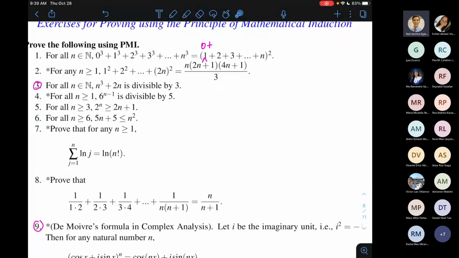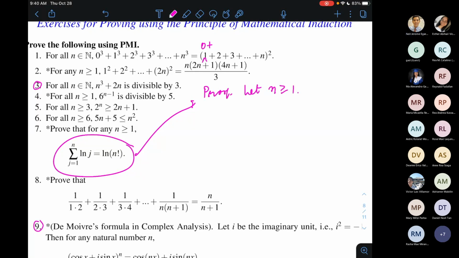Pero pwede rin siyang i-prove by PMI. Itong number 7, try natin. Kaya ko siyang direct proof. Paano magiging direct proof nito? Probably I can write it here. Proof. So let n be a natural number greater than or equal to 1. So this is my specification of a generic element of n. And then I'll try to look at ln of n factorial.